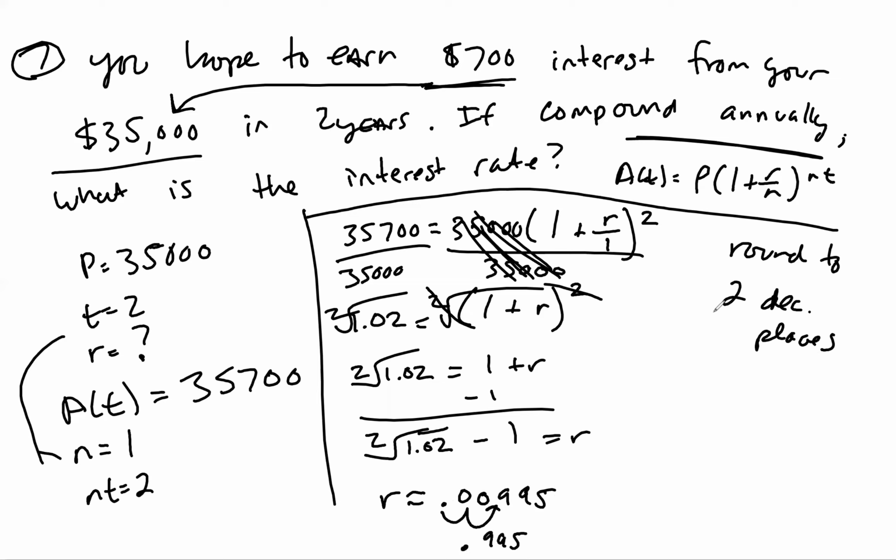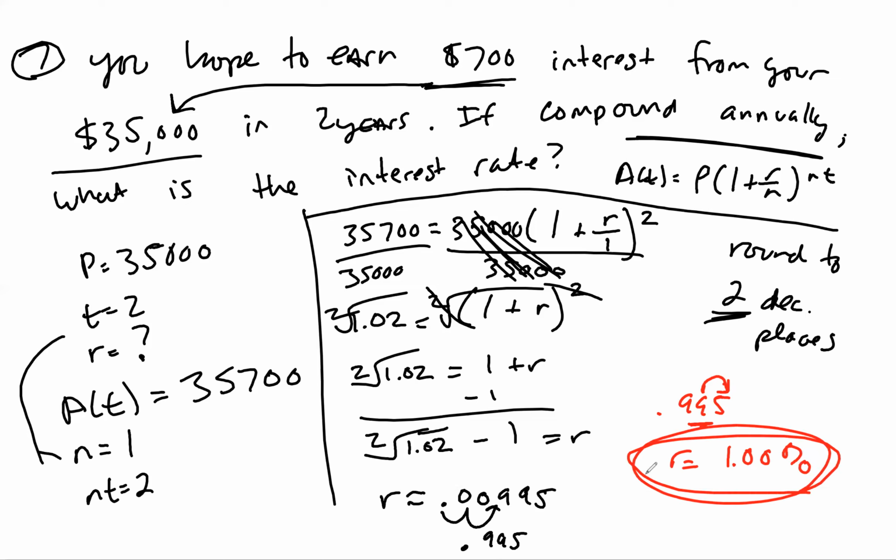But again, since it says 2 decimal places, I can't have these 3 numbers. So if I have 0.995 and I'm trying to round to 2 decimal places, I find the 9, look next door, 5 or higher, add 1 more, and this whole entire bit is going to round up. And so R is going to equal 1.00%.